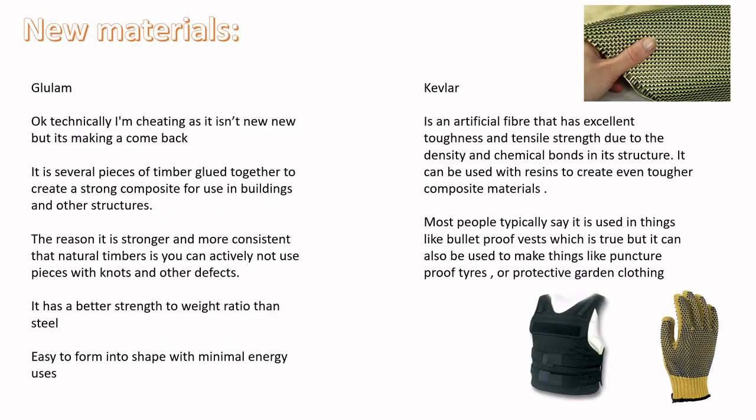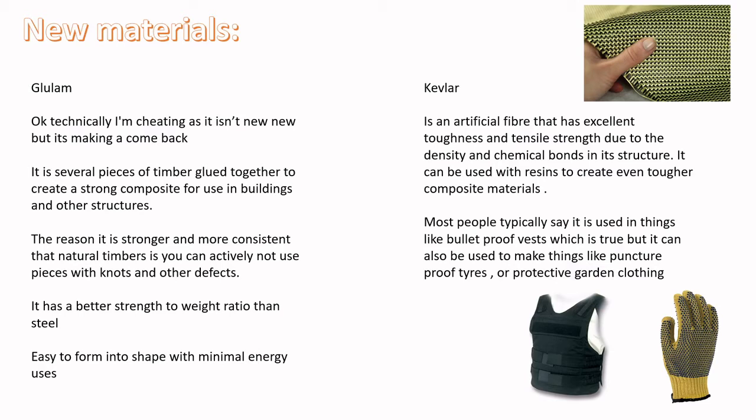So in terms of not just products, we also got some new materials that have developed over time. The first one is glulam. Technically I'm cheating here, this isn't a new material, but it's making a comeback. It's essentially several pieces of timber glued together to create a strong composite, like plywood, basically. You just have different layers on top of each other. The reason why it's stronger is that you remove all the knots and defects, so you've just got the really strong grain going onto it.